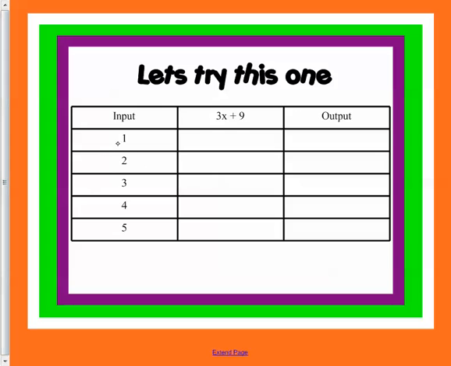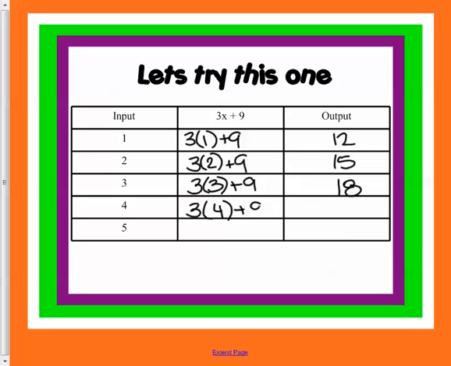Okay, so if you know the rule, then you just plug in the input. For example, 3 times 1 is 3, plus 9 is 12. 3 times 2 is 6, plus 9 is 15. 3 times 3 is 9, plus 9 is 18. 3 times 4 is 12, plus 9 is 21. 3 times 5 is 15, plus 9 gives us 24. Okay, so if we go back to 0, 0 times 3 is 0, plus 9 is 9. That's where we get the plus 9 from, because at 0, we're adding 9 to the number.